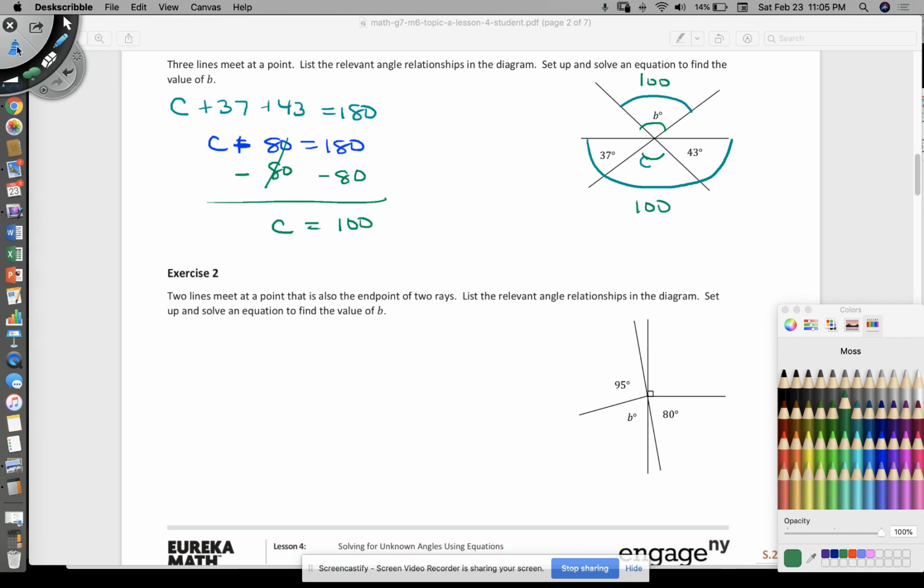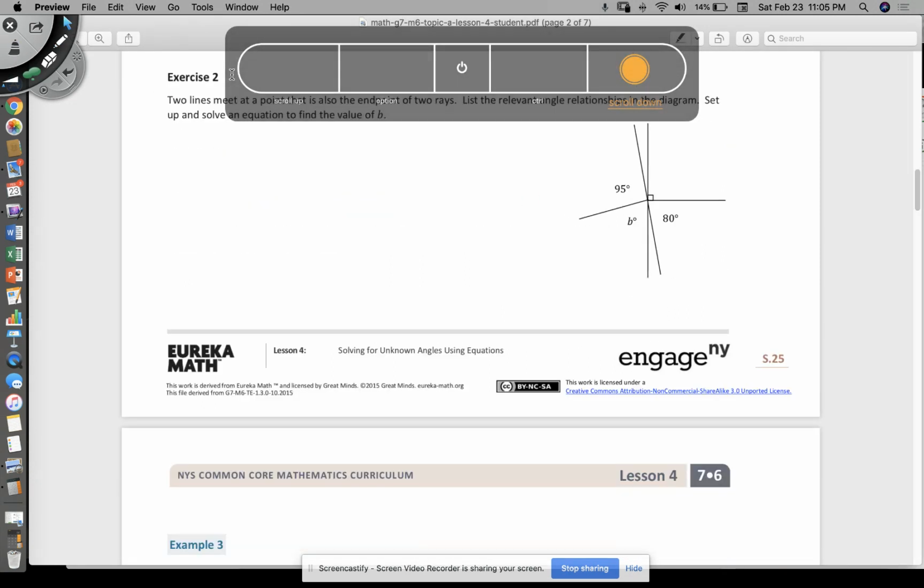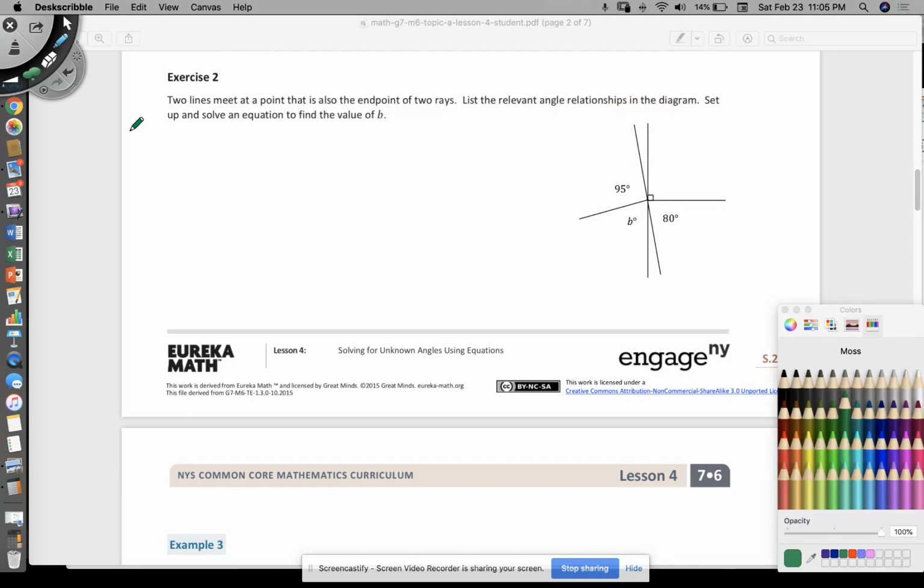Let's look at exercise 2. Exercise 2 has also some vertical angles, but they're a little bit hard to see at first. I can see that I have a 90 here. Now, if I did 90 plus 80, I'd get the same as saying 95 plus B. So I'm going to let you solve that one. Since I pointed it out to you, you're going to set it up just like we did the last couple and solve for B. And then I will meet you on example 3.